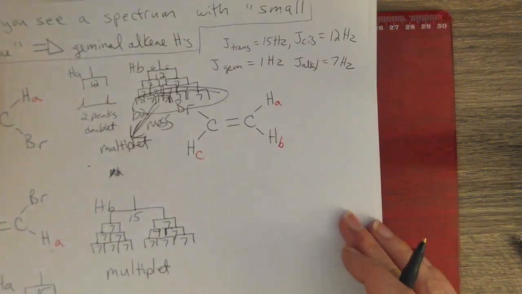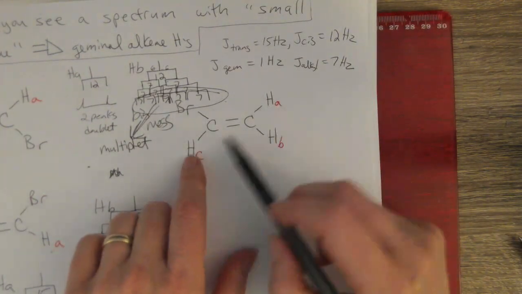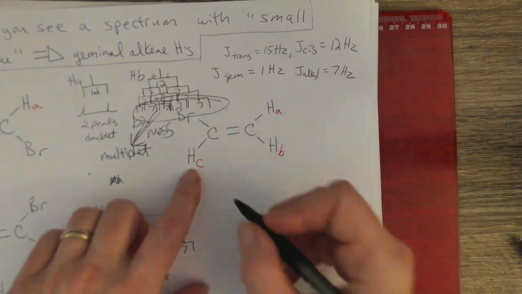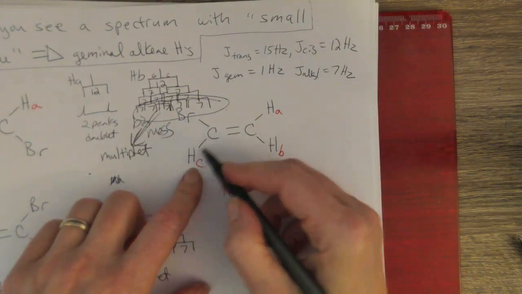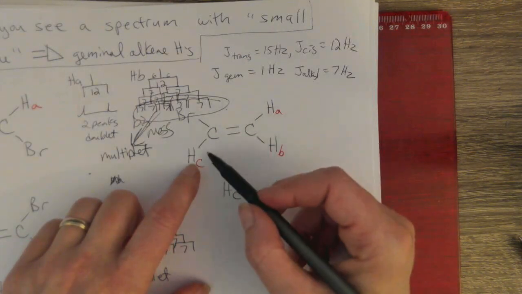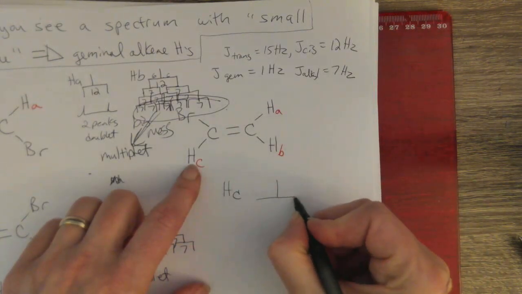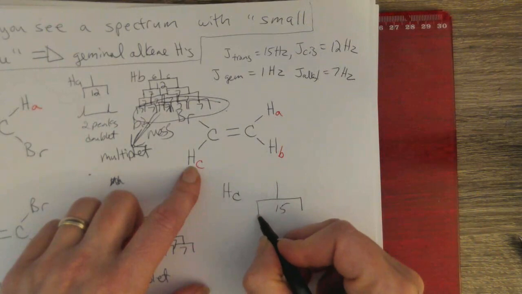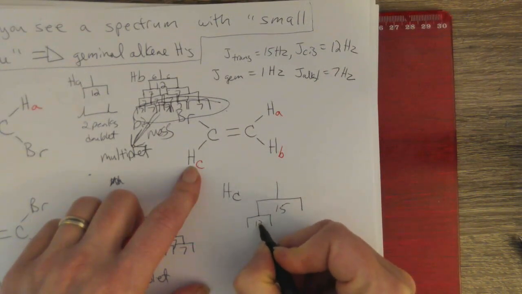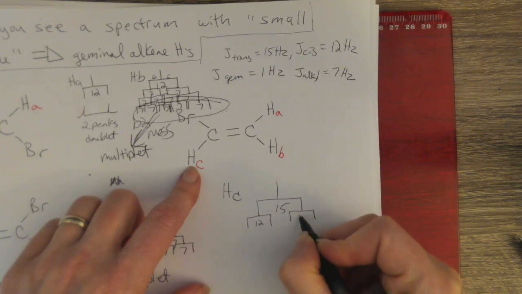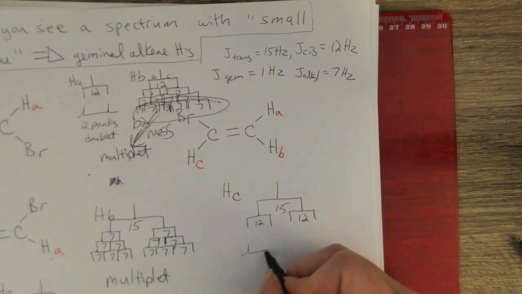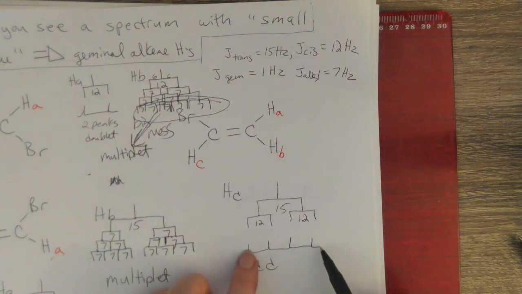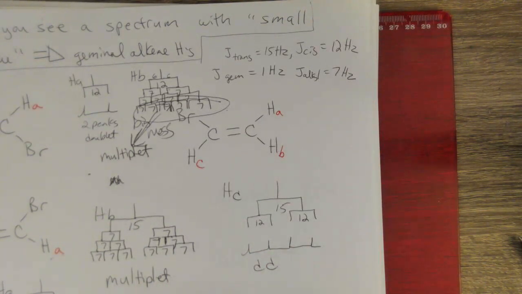All right, let's take a look. I think we already did one like this, but let's just do it again. Let's do this HC. So the biggest split, or rather the biggest coupling constant, is for the trans. So I'll do that one first. So that's the 15 hertz. And then we have the 12 for the cis. So that's not going to overlap in the middle, right? So here we have a doublet of doublets, okay? DD for doublet of doublets, 4 peaks, each with a ratio of 1 to 1 to 1 to 1, okay?